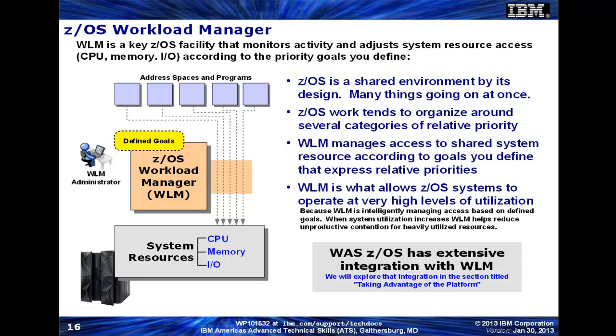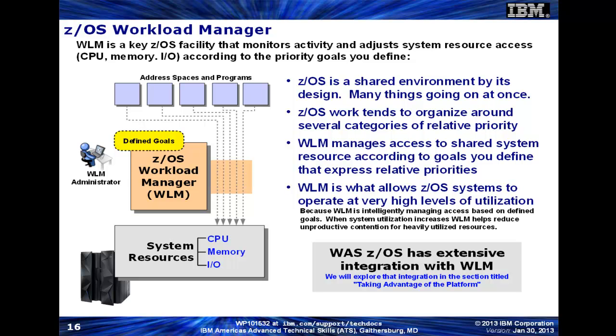WLM is a key component of the zOS story because it provides the facility for managing resources to goals. In a shared environment, work tends to organize into levels of relative priority. Some work is of great importance, other work of lesser importance. WLM is the tool on zOS to take as input your defined goals and manage all the work seen on the zOS system according to those goals. WLM is what allows zOS to operate at levels of utilization much higher than other operating systems.